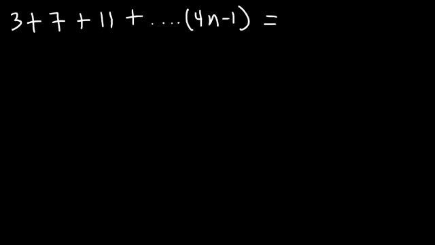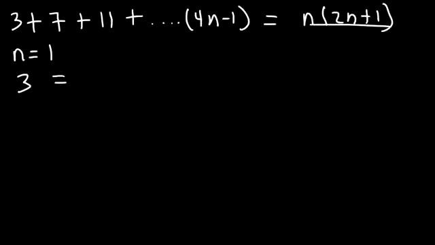In this video, we're going to go over some examples associated with mathematical induction. So let's say we have this statement: 3 plus 7 plus 11 plus ... plus 4n minus 1 is equal to n times 2n plus 1. Now let's test it out with some numbers. Let's see if it's true for the first term. So the first term in this sequence is 3.